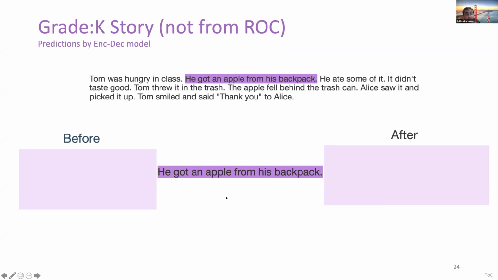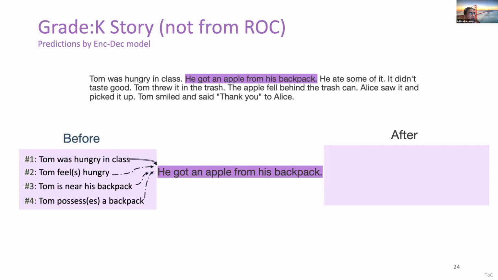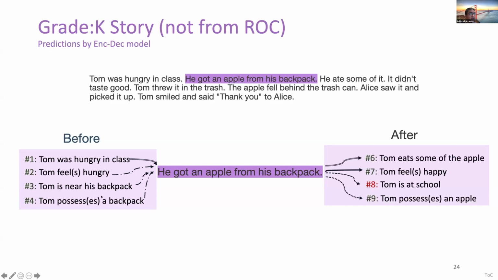And if you run our best model, the encoder decoder model trained on the glucose data, and apply it here, and this is not a ROCStories story, this is a different story, you get predictions like this. So before, for dimensions 1 to 4, Tom was hungry in class. That probably is what caused him to get an apple. He was feeling hungry. That's the feeling. He's near his backpack is what allowed him to get the apple from the backpack. And he had to possess the backpack in order to get it. And then afterwards, he eats some of it, because that's why he got it. He wanted to eat it. Probably feels happy. The location is probably in the school, and now he possesses the apple because he got it from his backpack. So again, very basic common sense, implicit stuff, but it's good that you have a model that can produce this on the fly on a story that's not even from the same distribution as the train, which was the ROCStories.